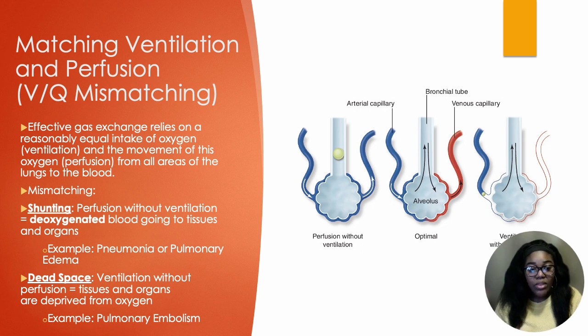But again, with VQ mismatching, you do have these two disorders, which is shunting and dead space. So make sure you understand the difference between shunting and dead space. Shunting is where you have perfusion without ventilation, and dead space is where you have ventilation without perfusion.